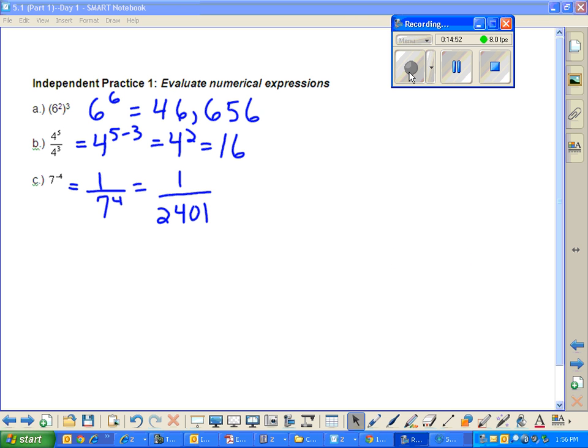Independent practice 1 looked pretty good as I walked around. A is 46,656. B is 16. C is 1 over 2,401. Do you see how I showed at least one step worth of work and then gave my final answer? Again, that's how you're going to do your homework tonight. Copy the problem, at least one step worth of work, and then your final answer. Don't forget to check your answer in the back of the book, because you have some odds tonight.